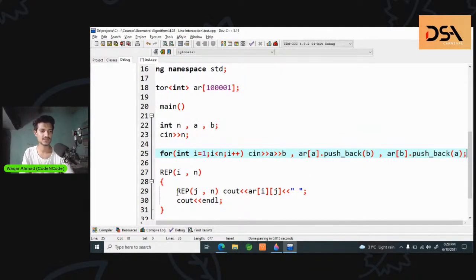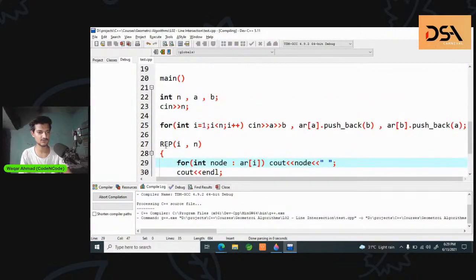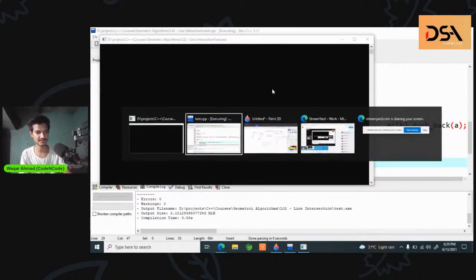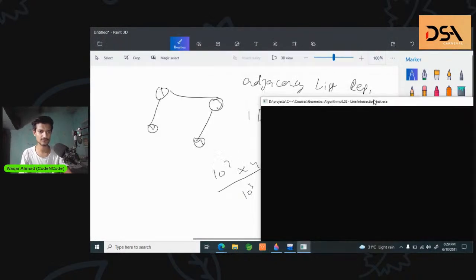For each node, you can print all of their nodes. So for each int node in the adjacency list of the current node, which is the ith node, simply print node and a space. So now we are reading the graph. After that, for each node we are printing its adjacency list there.